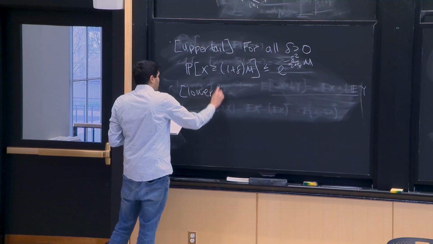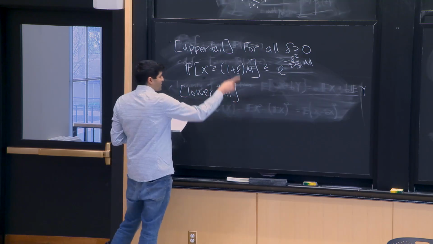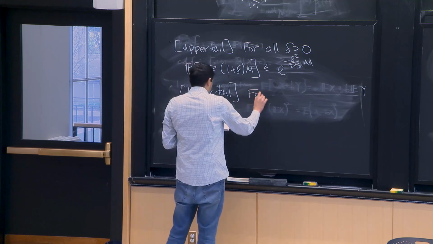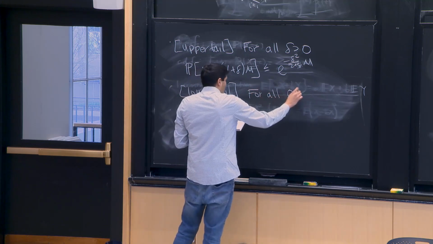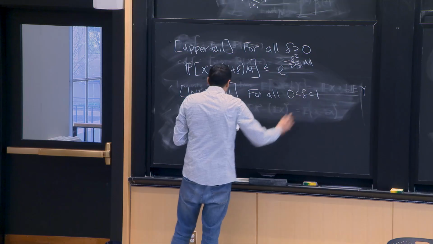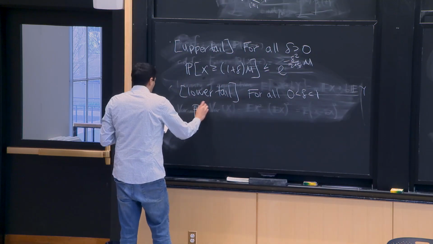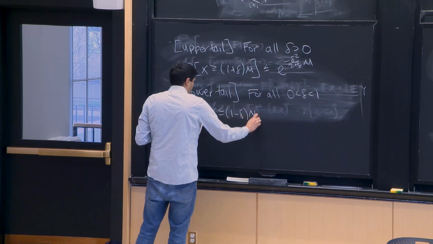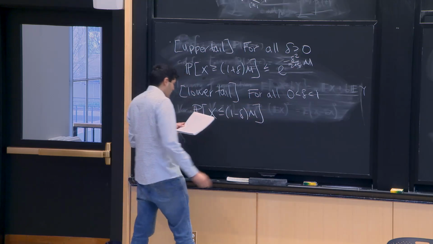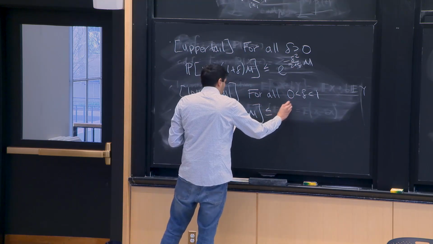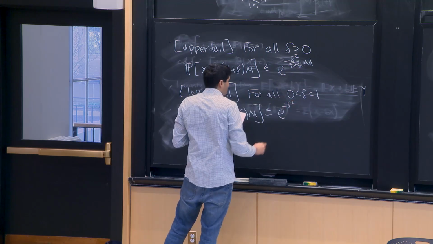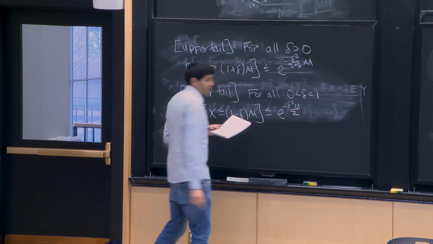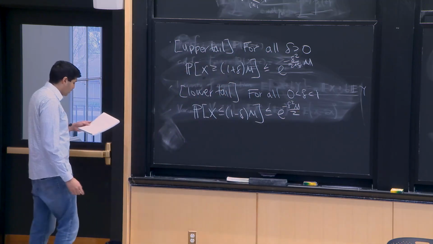The only reason we separate these two things out is because they have a slightly different dependence on delta. So here it really only makes sense to have a delta that's between 0 and 1. And now the probability that x is at most 1 minus delta times mu, that I get too few heads instead, is again something that's exponentially small. It just doesn't have this 2 plus delta in the base. So it looks like this instead. So this is the lower tail.